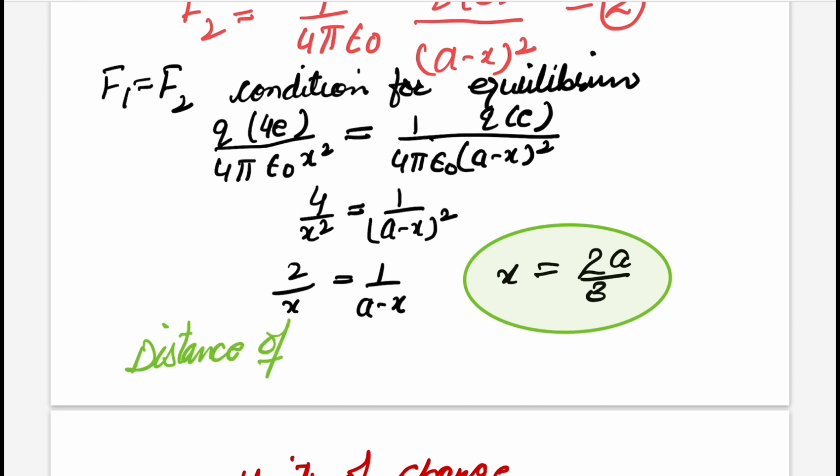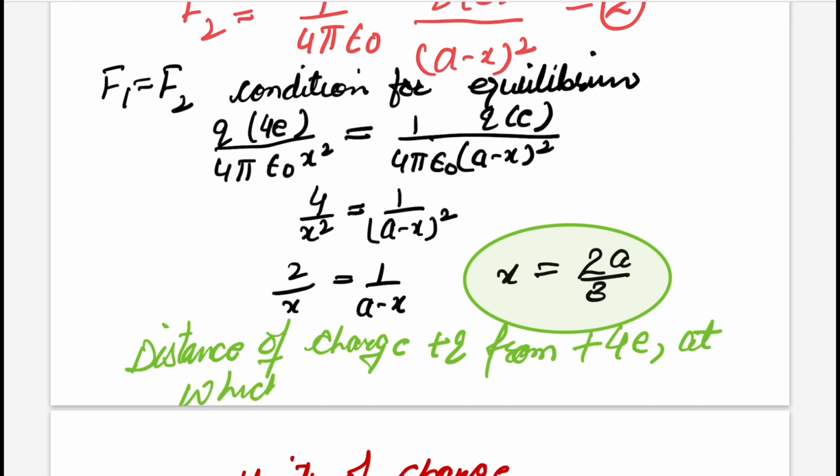of charge plus q from plus 4e at which forces will get balanced.